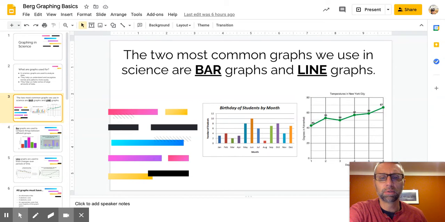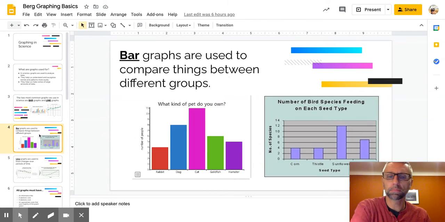The two most common types are bar graphs and line graphs. There's also pie graphs when we're dealing with percentages. In seventh grade science, we don't really look at a lot of pie graphs. So today we're going to be focusing on bar graphs and line graphs. Let's start with bar graphs.